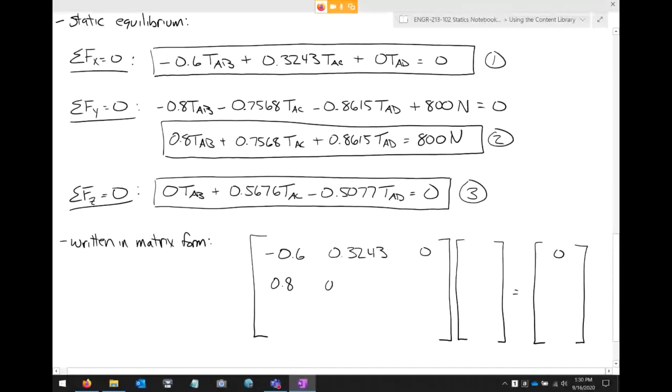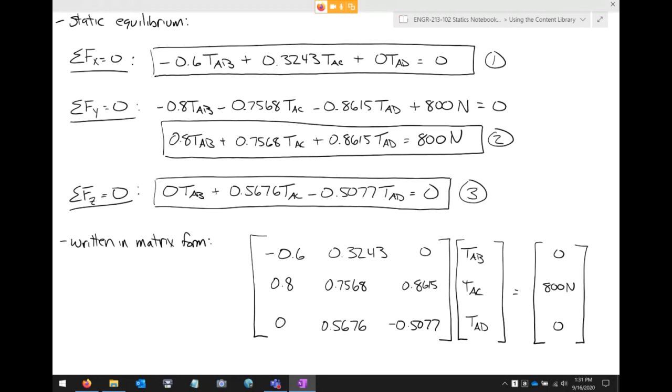This is 0.8, this is 0.7568, this is 0.8615, and that's 800 newtons. And then this is 0, this is 0.5676, minus 0.5077, and that's 0. And what are my unknowns? My unknowns are TAB, TAC, TAD. Okay, and so they're written in that order. So your calculator will spit out the TAB solution first, the TAC solution second, and the TAD solution third. So just make sure, again, it's all proper bookkeeping.